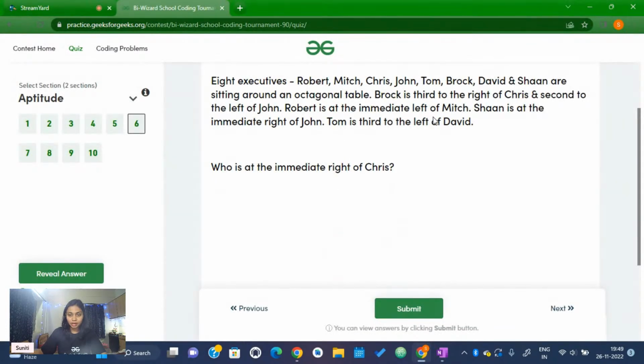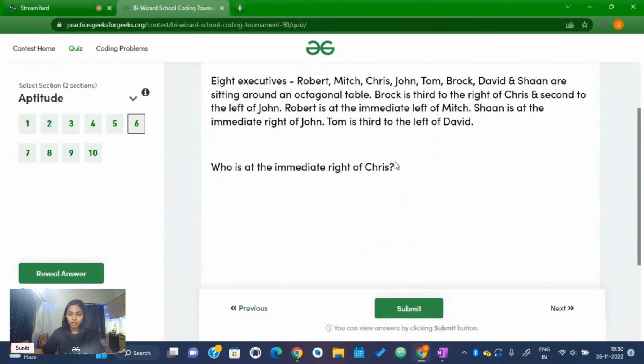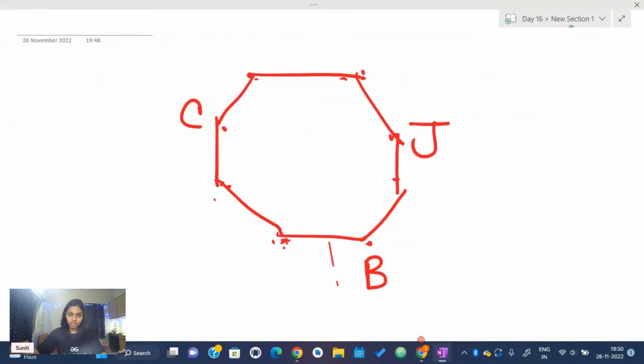Robert is at the immediate left of Mitch. Now we can't decide where to place Robert and Mitch because they can be placed at these two positions, and also at these two positions. So let us see the next information, which is Shan is at the immediate right of John. So we can do this. Shan is at the immediate right of John, which means Shan is here. So this part is done.